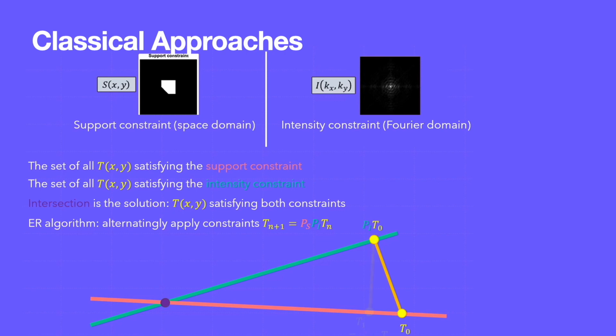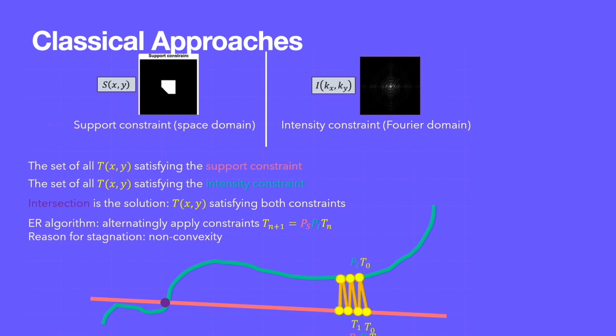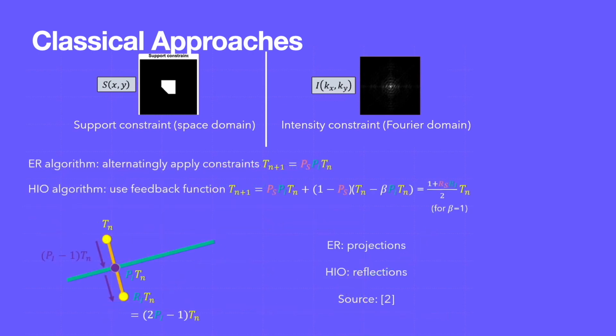Error reduces in each step, as you can see, but actually we don't get a good reconstruction, and the reason for that is the non-convexity of our problem. The previous picture was misleading since the intensity constraint is not convex, and as you can see from this picture, it will stagnate at a local minimum, causing a bad reconstruction quality. Geometrically, instead of projections, the HIO algorithm uses reflections to get better reconstructions.